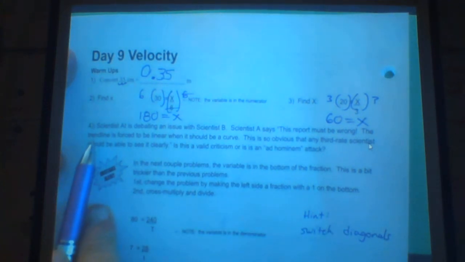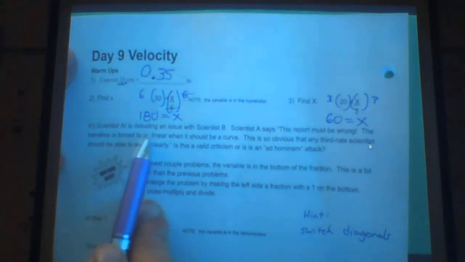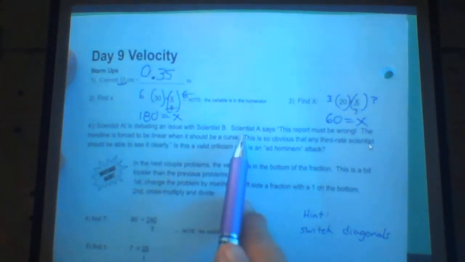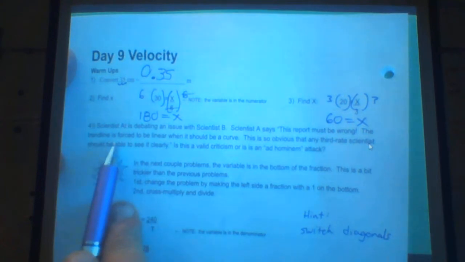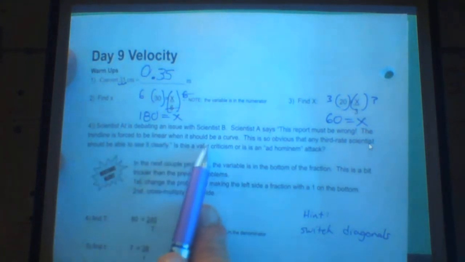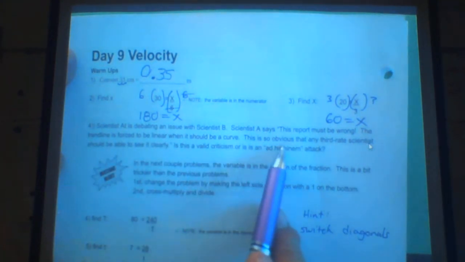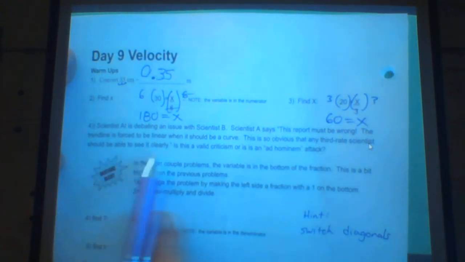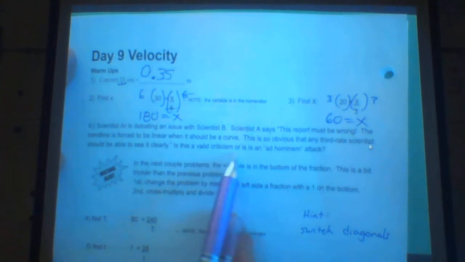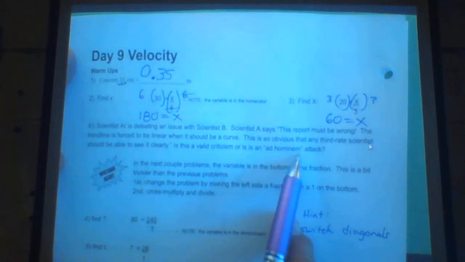Number 4. Scientist A is debating an issue with scientist B. Scientist A says, "This report must be wrong. The trend line is forced to be linear when it should be a curve. This is so obvious that any third-rate scientist should be able to see it clearly." Is this a valid criticism, or is it an ad hominem attack?